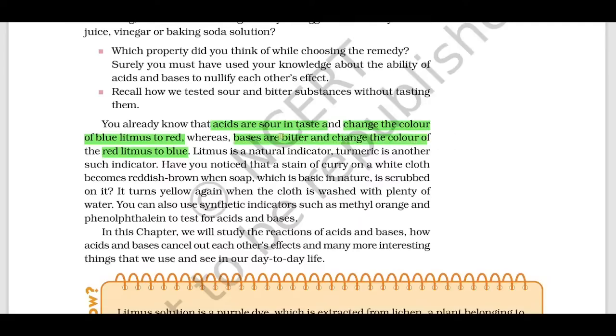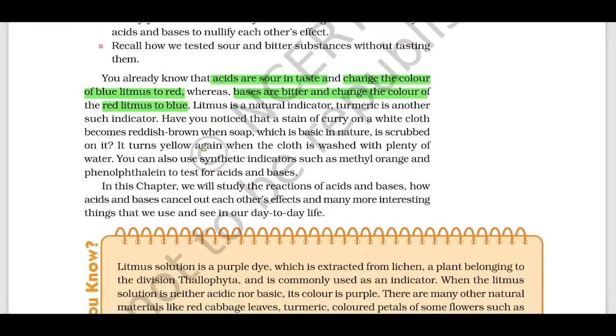Acids are sour in taste and they change what? Blue litmus to red, whereas bases are bitter in taste and they change the color of red litmus to blue. What is litmus? Litmus is an indicator. It is a natural indicator which indicates the presence of acid or bases by changing the color. Turmeric is another indicator.